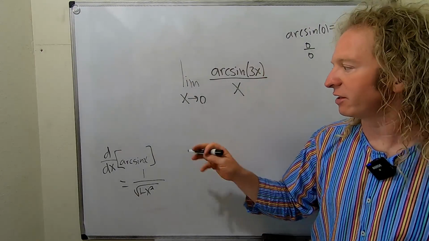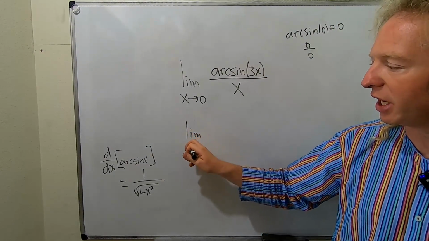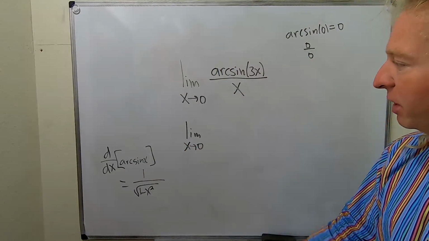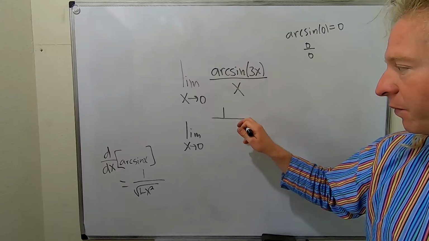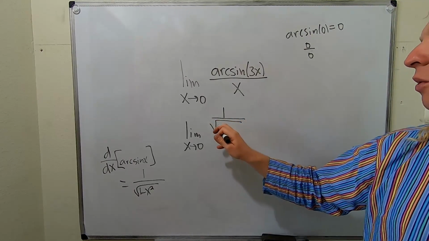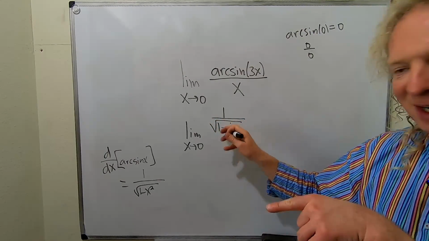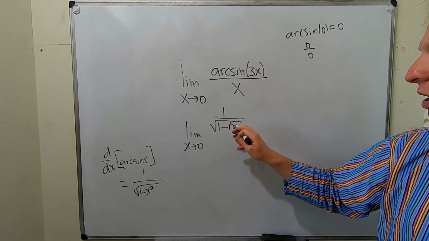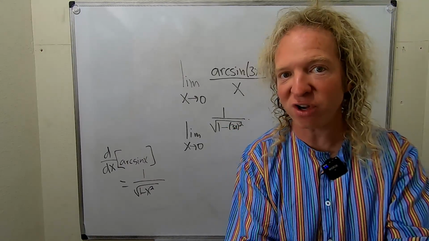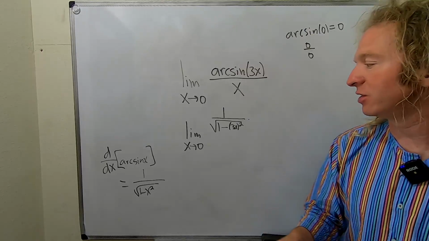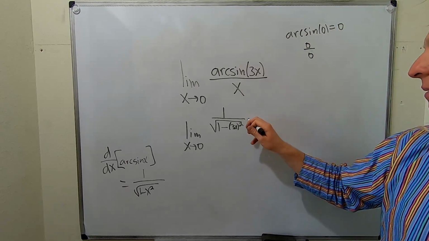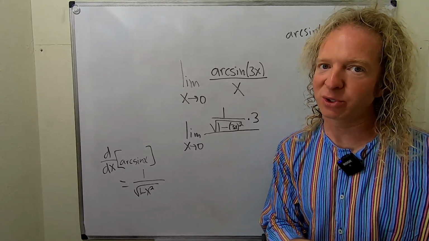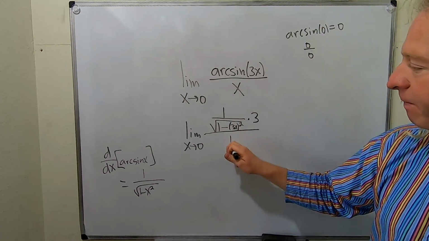So here we have arcsine of 3x. When we take this derivative, we have to use the chain rule. So it'll be 1 over square root 1 minus, and then the x is really 3x. So it's 3x squared times the derivative of the inside. The inside function is 3x, its derivative is 3. And then on the bottom, we take the derivative of x, which is super easy, it's just 1.